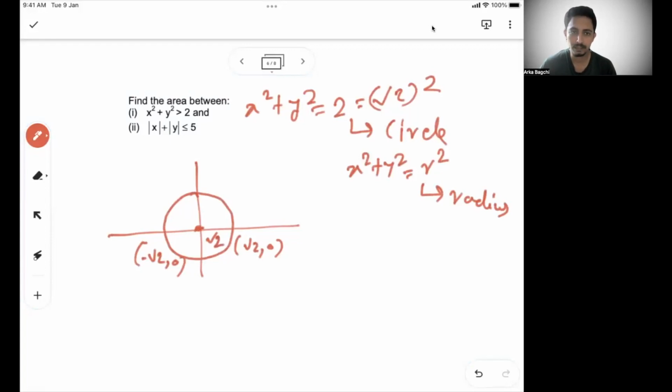Now they said x square plus y square greater than 2. Greater than 2 means the outside area of the circle. So this area, right?